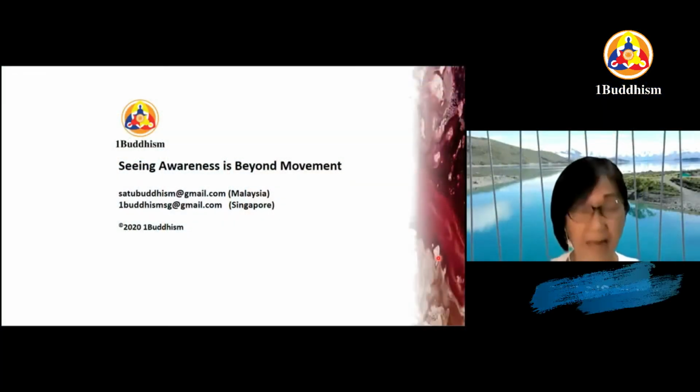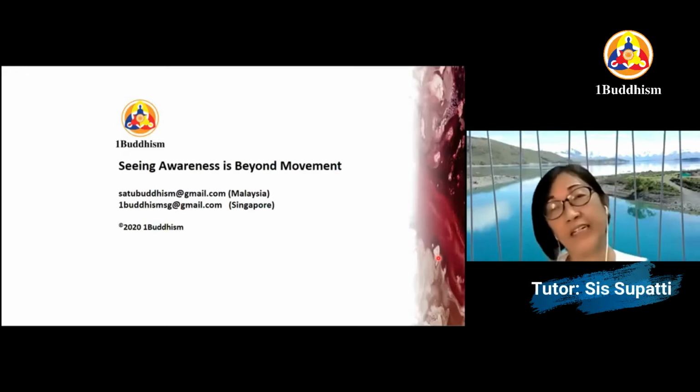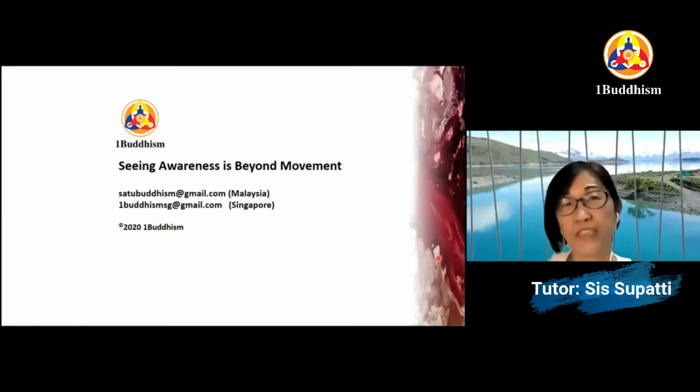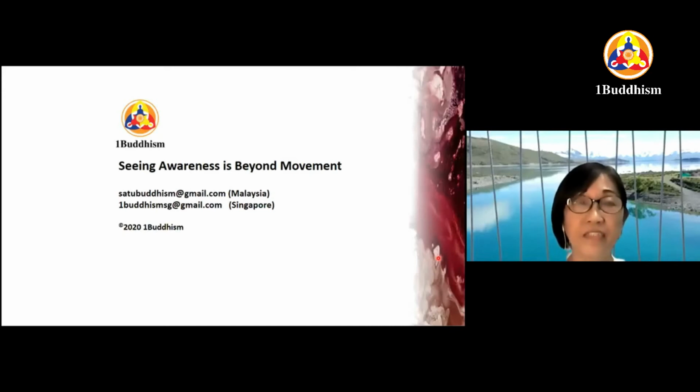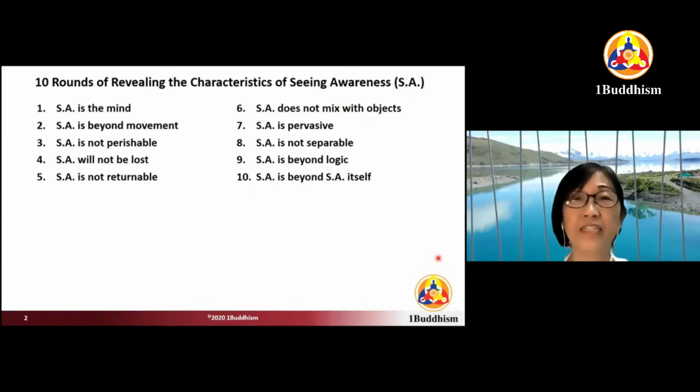Let's do a very quick recap of the previous class before I move on to this topic. As Sifu said just now, after the Buddha refuted Venerable Ananda's proposals of the 7 locations of the mind, the Thus Come One informed Ananda that he had mistaken his illusory mind, a mere mental processor, for the true mind. Then the Buddha had 10 rounds of revealing the characteristics of the true mind, or seeing awareness: seeing awareness is the mind, is beyond movement, is not perishable, will not be lost, is not returnable, does not mix with objects, is pervasive, is not separable, is beyond logic, and is beyond seeing awareness itself.